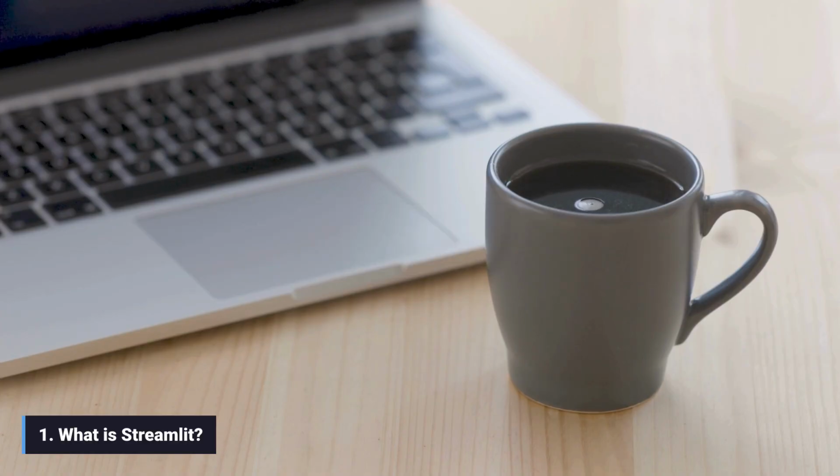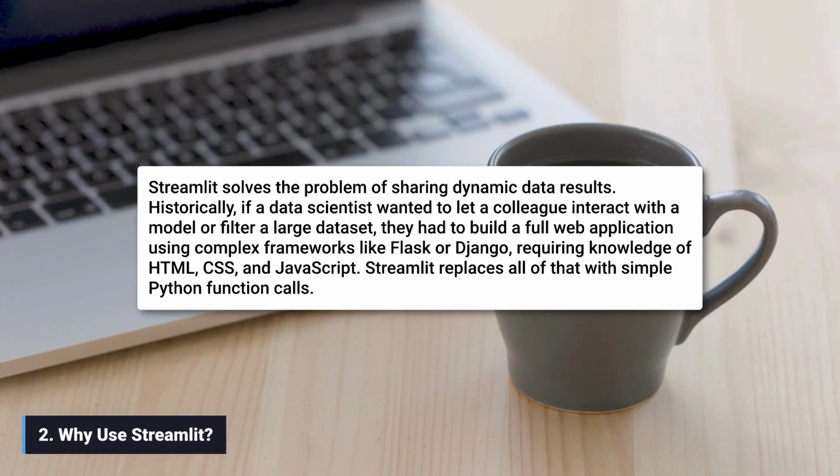1. What is Streamlit? Streamlit is specifically designed to turn data scripts into shareable web apps. Instead of writing separate code for the backend logic and the front-end user interface, Streamlit lets you write everything in pure Python. It handles the complex plumbing of web development for you, allowing you to focus purely on your data and models.